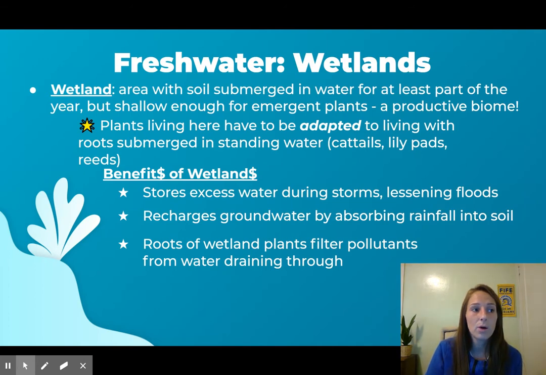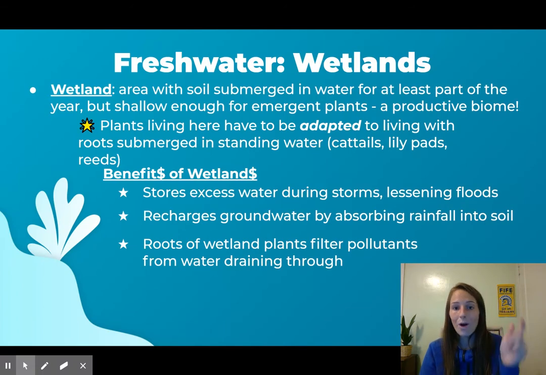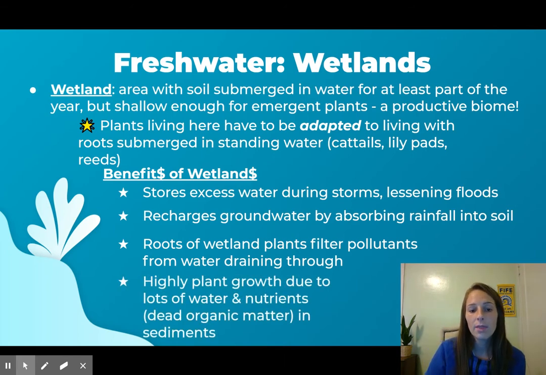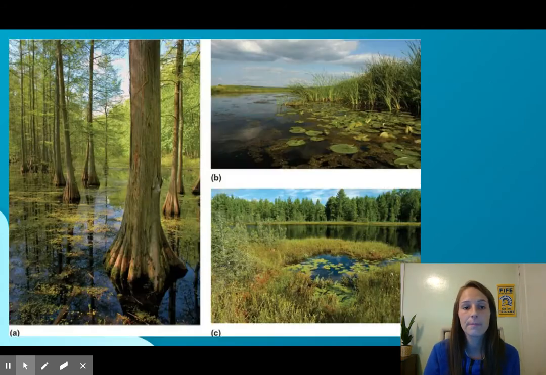So if you think about stormwater runoff and stuff coming off of the roads with oil, wetlands are going to be super important for filtering those pollutants before the water goes through to the groundwater. And there also, you have a lot of plant growth due to lots of water and nutrients from the decaying organic matter that gets into the soil. And so there's a lot of plants. It's a very productive area.